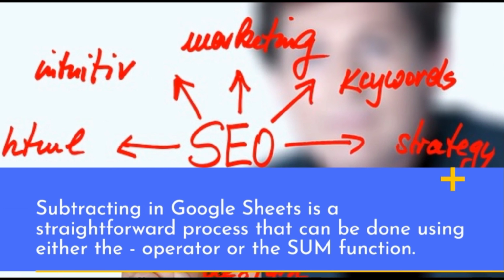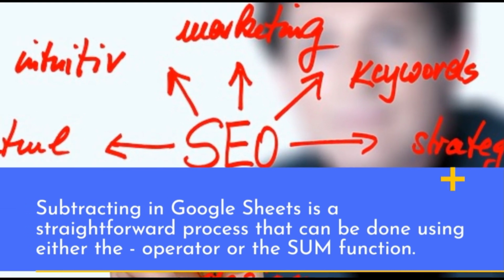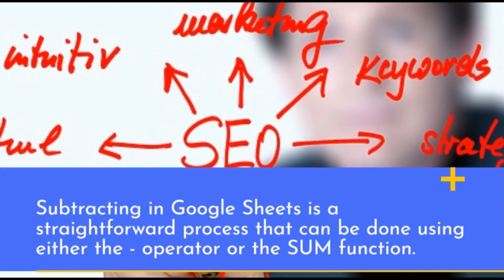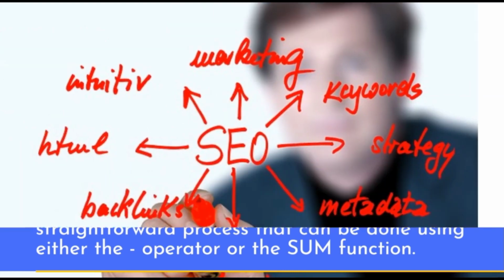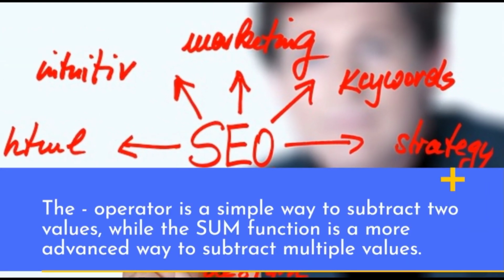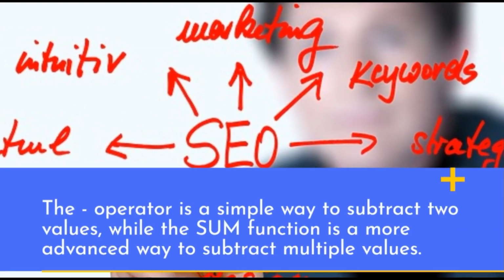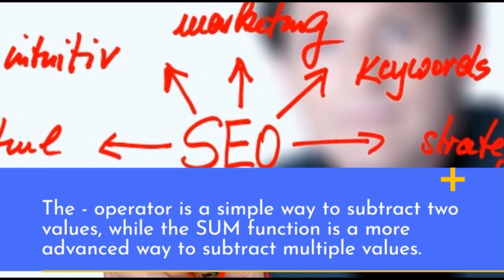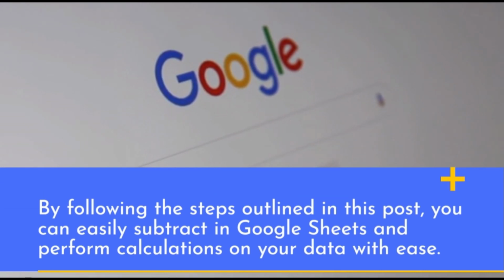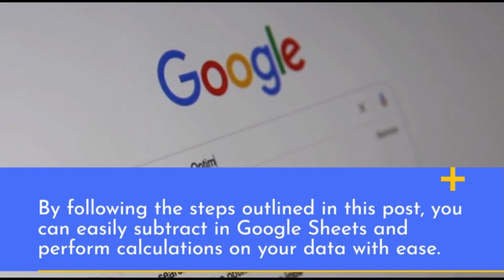Subtracting in Google Sheets is a straightforward process that can be done using either the - operator or the SUM function. The - operator is a simple way to subtract two values, while the SUM function is a more advanced way to subtract multiple values. By following the steps outlined in this post, you can easily subtract in Google Sheets and perform calculations on your data with ease.